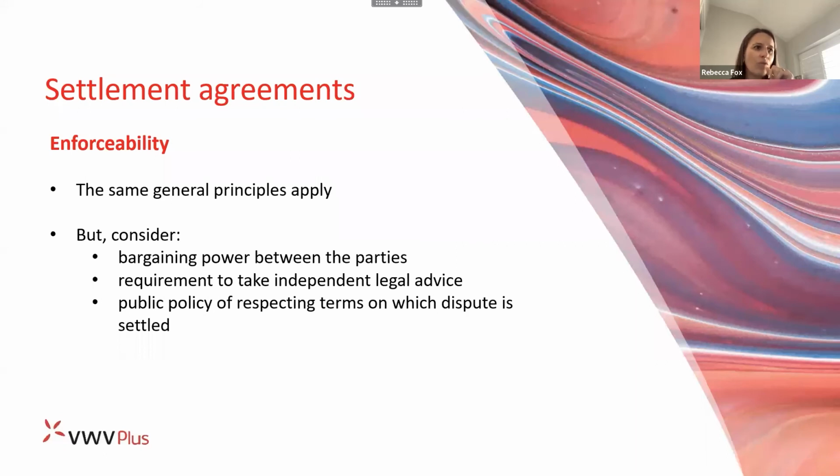The courts don't really want to get involved. They'll be reluctant to revisit those terms when a party seeks to challenge the reasonableness of terms set out in a settlement agreement, when they've entered into them with the benefit of legal advice. And Michael's going to talk about the future of non-compete clauses and what that looks like.